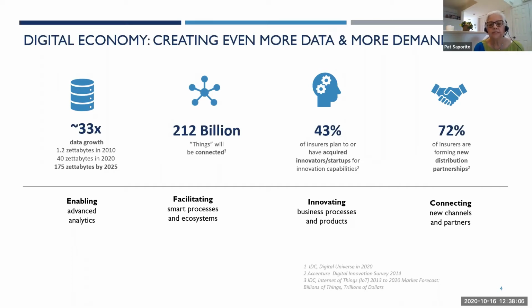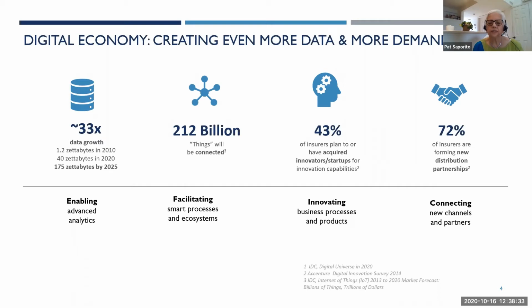The second part of this is the connectivity piece, and this number is dated now, 212 billion things. And so those things, now we're talking about IoT, right? It's not just your phones, it's all of the devices, everything literally for all of us in most of our homes are connected, right? And that facilitates smart processes and smart ecosystems, right? We start to think of ecosystems.